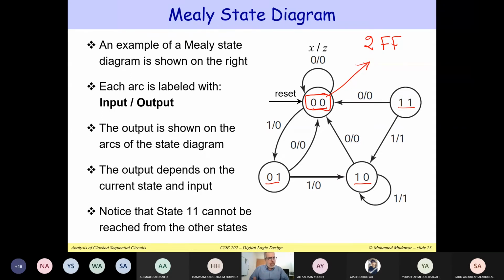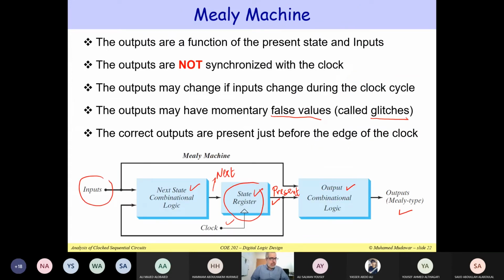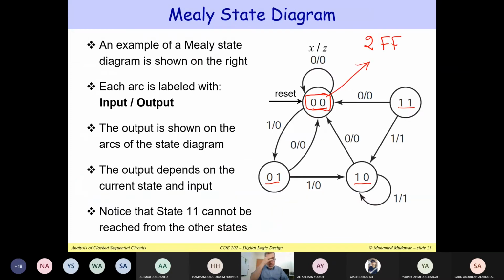So in this example, we have 4 states, so we need 2 bits, and this is why we have 2 flip-flops. So it's not really 1, because we are showing here just 1 state register. The state register is called a register because it has many flip-flops inside it. Okay, so that's the number of flip-flops.